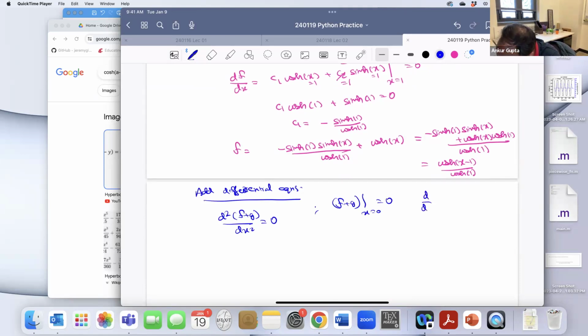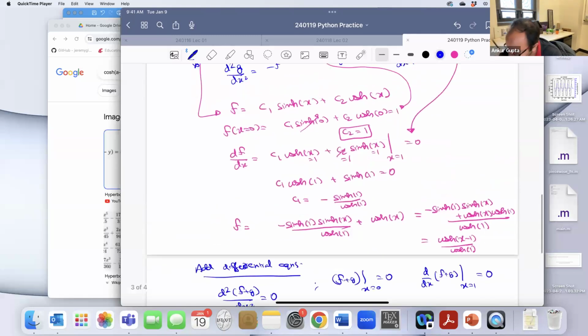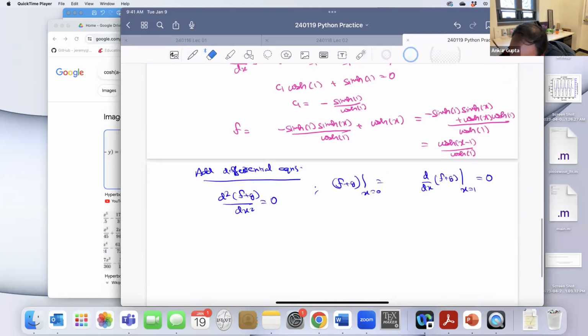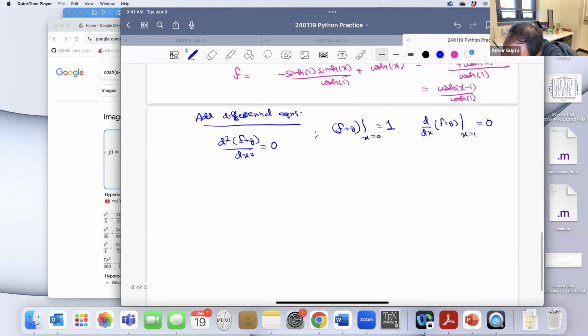And the derivative of f plus g at x is equal to 1 is also 0. First, f plus g at x equal to 0 is 1, because this value is 1, so this summation should also be 1, and the derivative is 0. The point is this differential equation is easy to solve. So f plus g is equal to c1 x plus c2, or rather c3 x plus c4, so that you don't get confused with the other variables. Taking the derivative, I'll just quickly do this because it is very easy, and you'll get c4 equal to 1.